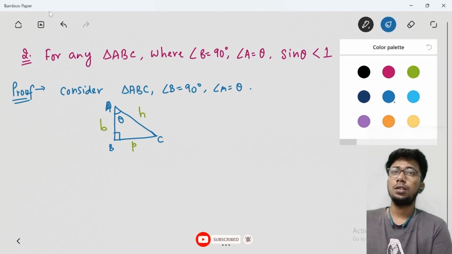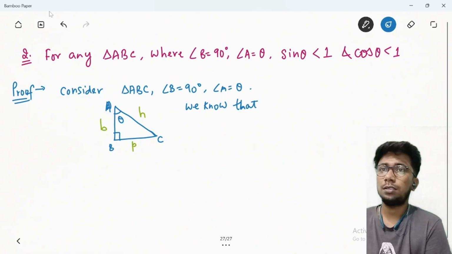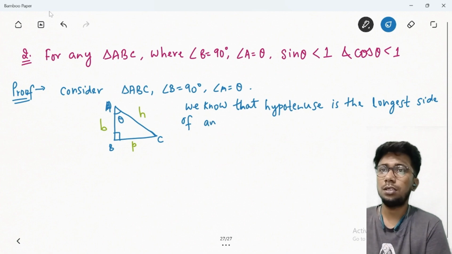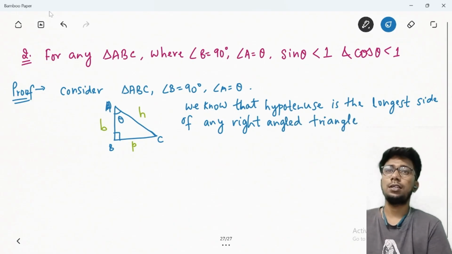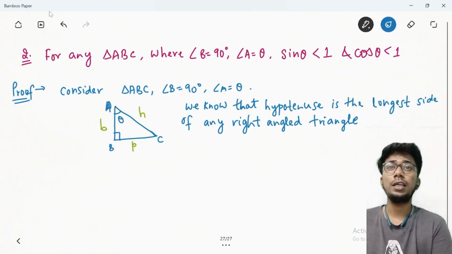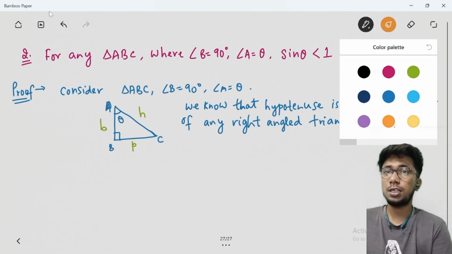Now let's see. We know that hypotenuse is the longest side. It is the longest side of any right angled triangle. हमें पता है that किसी भी राइट एंगल ट्राइंगल में हाइपोटेनियस जो भी है हमारे पास वो उस ट्राइंगल की लॉन्गेस्ट साइड होती है. फाइन. नाउ what does this mean?